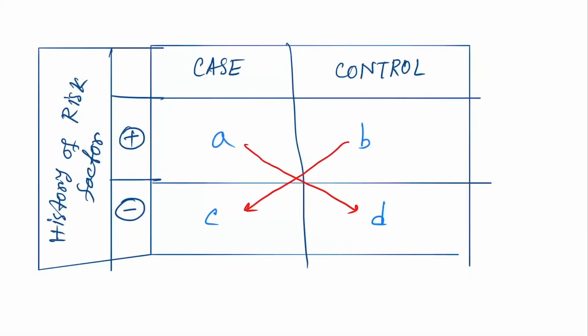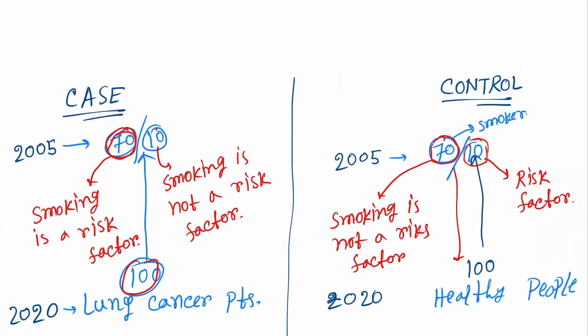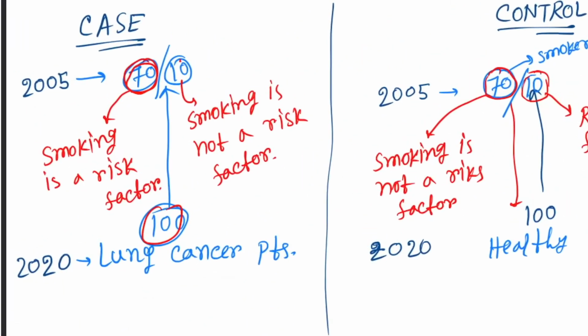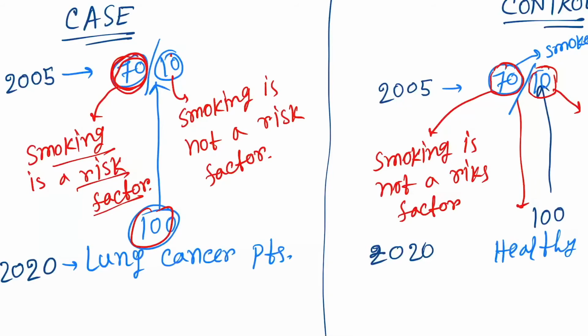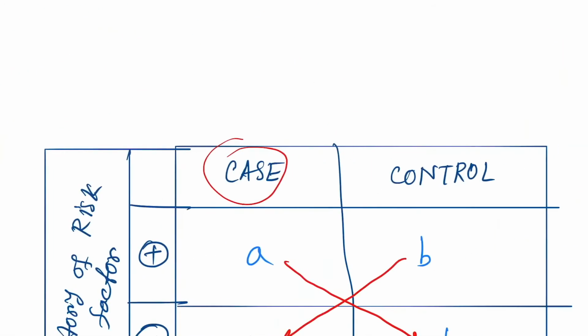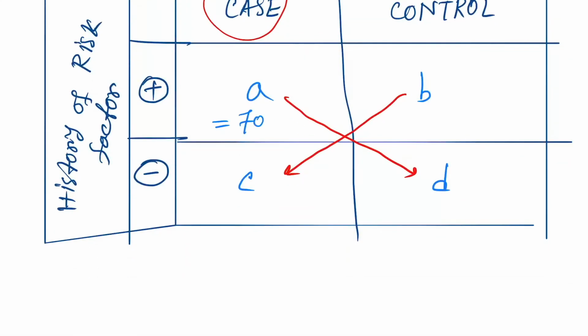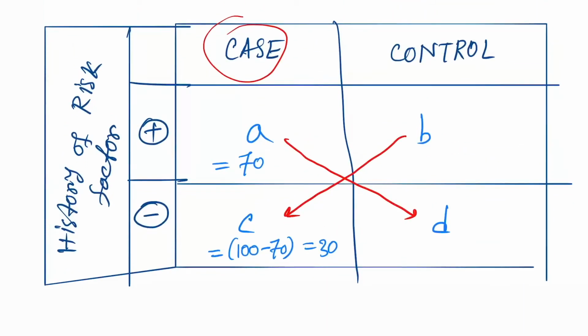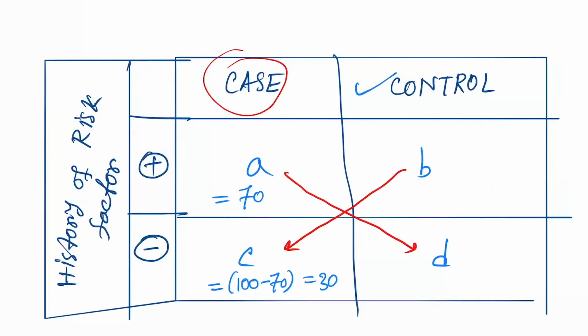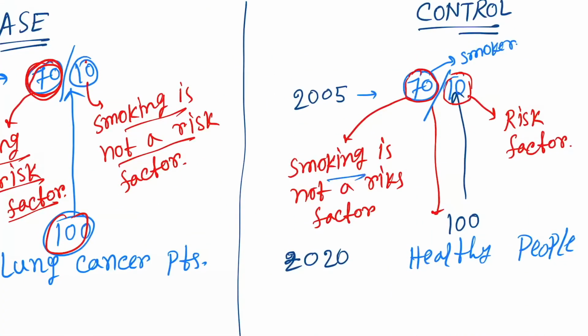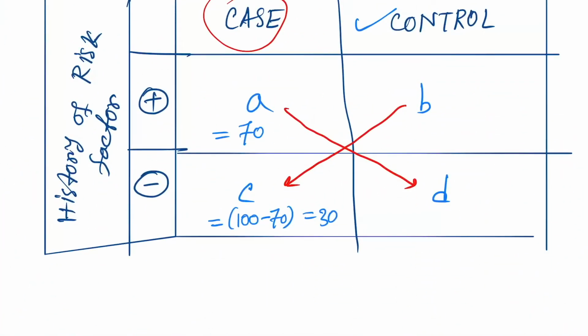Now let's see, in case, observe this: smoking as a risk factor is present in 70. So A, risk factor present, is 70. Now you have to calculate C: 100 minus 70, it is 30. Now B and D are for control. In control, risk factor present is 10. How much is D? 100 minus 10, so it will be 90.